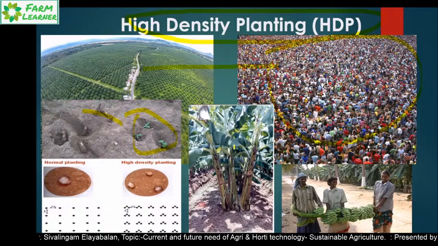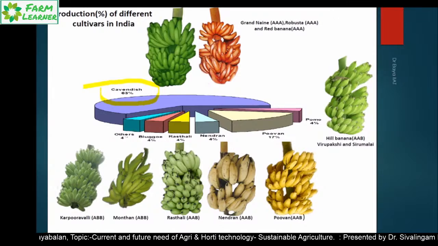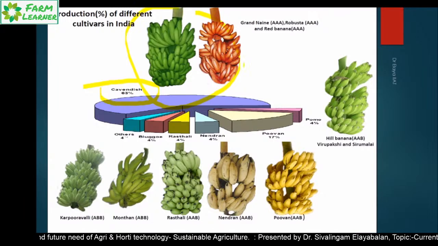If you take a classical example, the Cavendish group is 63 percent in our Indian scenario. Other bananas are also there, but nationwide as well as globally, the Cavendish plays a major role. Banana has a 56 nutrition profile: all kinds of amino acids, carbohydrates and proteins, vitamins, iron, minerals, and is rich in potassium. If each and everyone consumes one banana daily, a healthier life should be there.